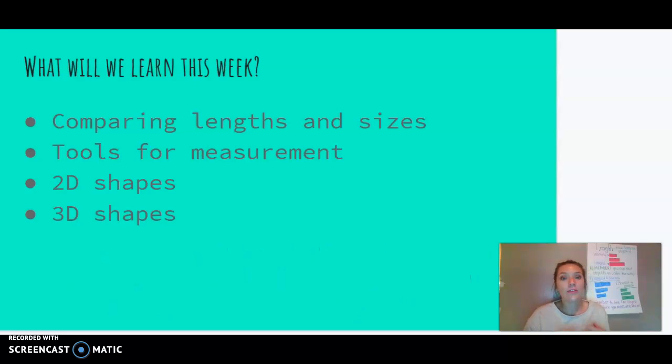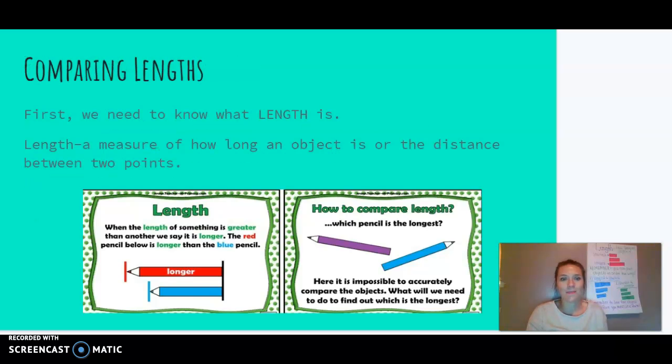We will learn how to compare lengths and sizes. We'll learn about some tools that can be used to measure things. We'll learn about 2D shapes and 3D shapes. Now, I know you know some of your shapes, but now we're going to really start diving in to the difference between 2D shapes and 3D shapes. So let's get started, okay?